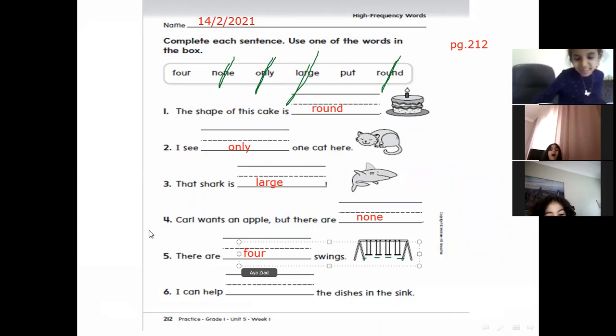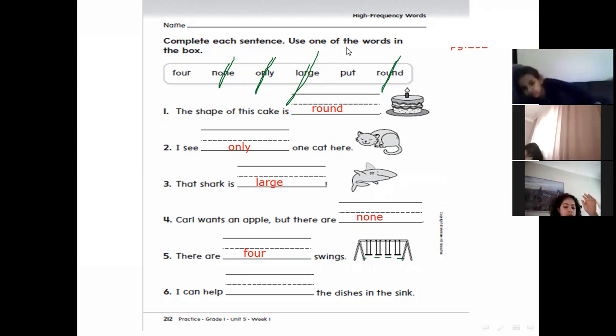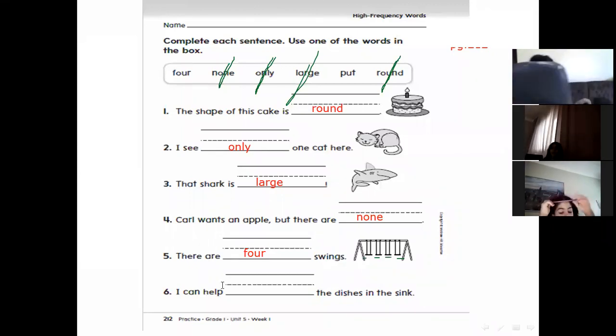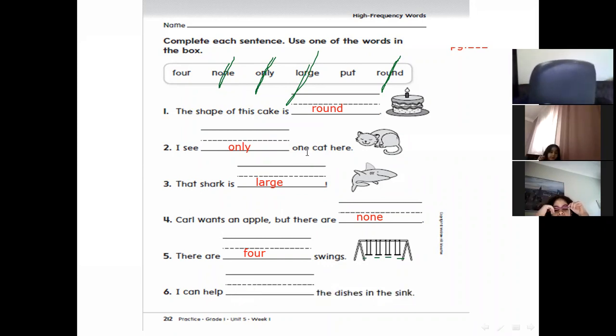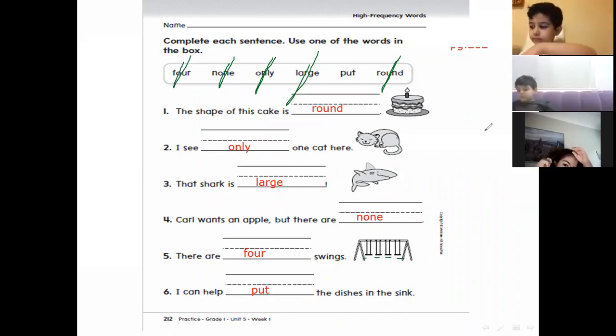Yes, teacher. Number six. I can help the dishes in the sink. I can help what? Put or pour? I can help put the dishes in the sink. Not wash. Put, P-U-T, put. It's the last word, so we're going to put it. Stop moving, Ratil. I can help put the dishes in the sink. Have you finished?